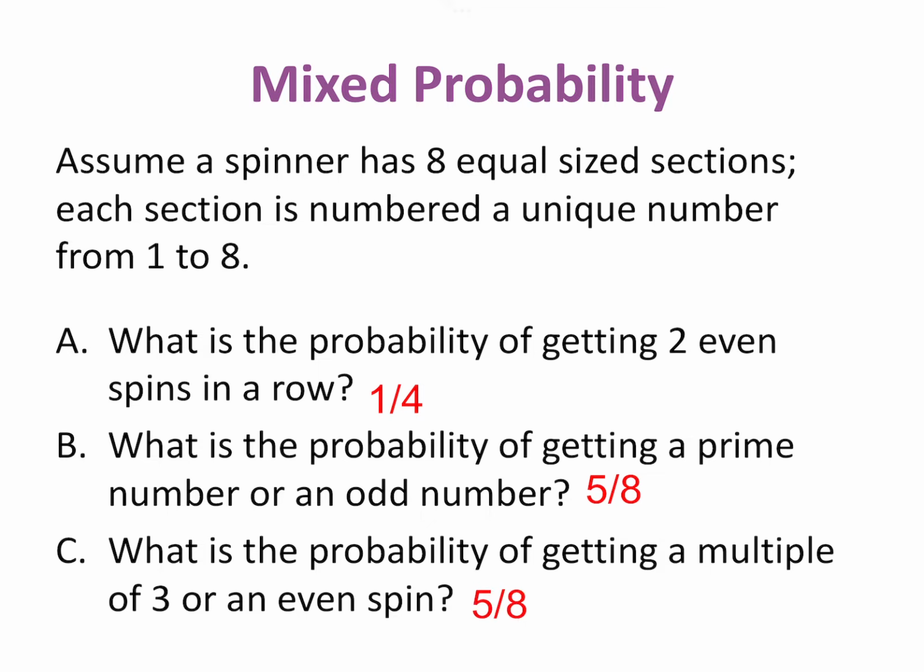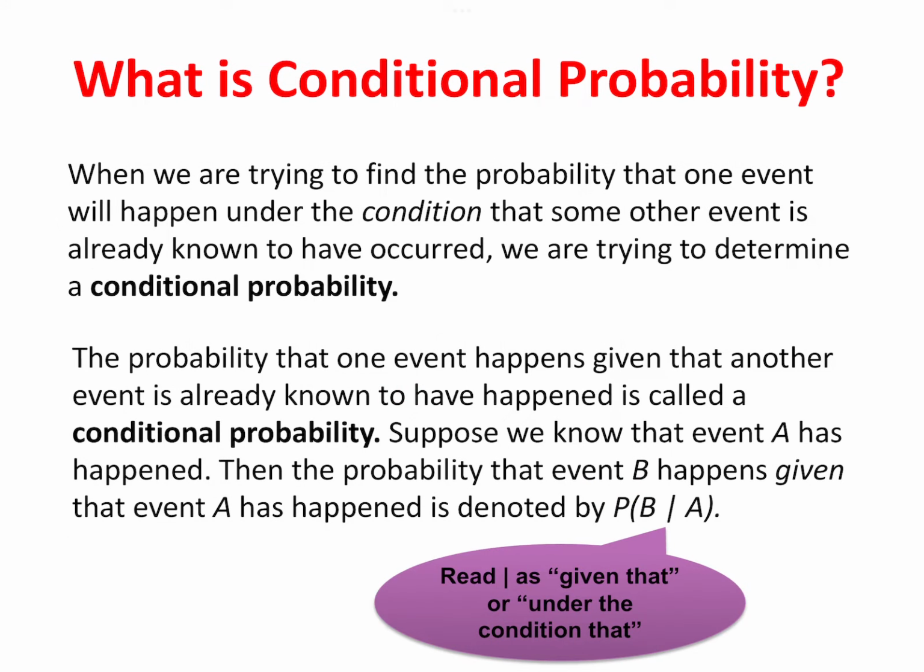So if you have questions on those, those are just some simple probability things that you would have learned in the past. What we're going to deal with today is what is called conditional probability. So when we're trying to find the probability that one event will happen under the condition that some other event is already known to occur, that is our conditional probability. So you're going to be given something happened. What's the probability of this happening with that known?